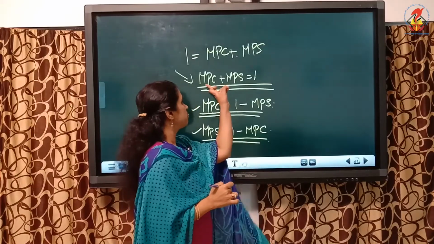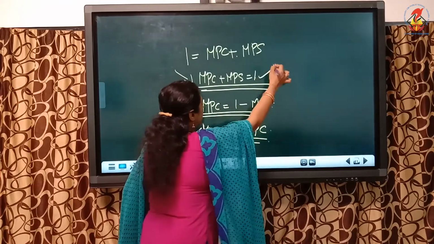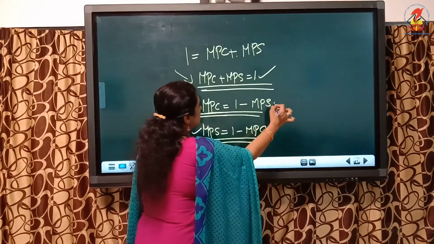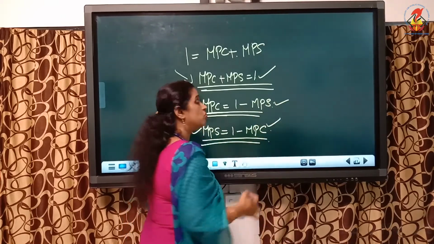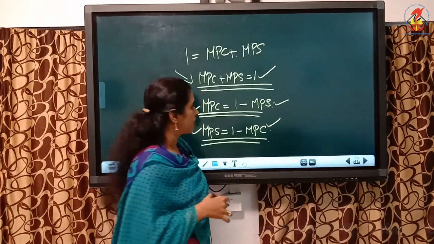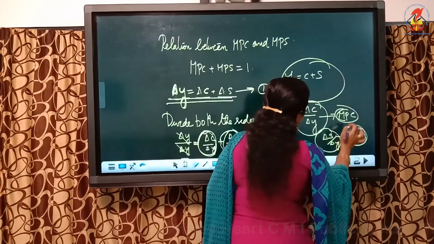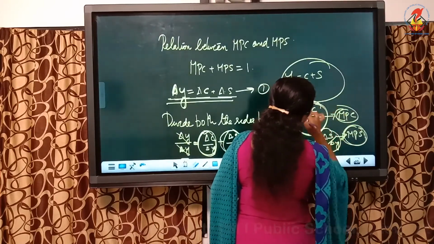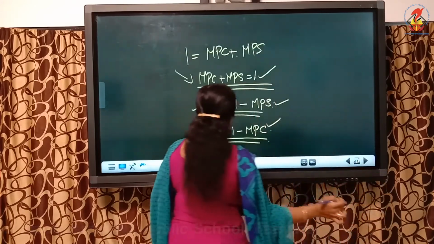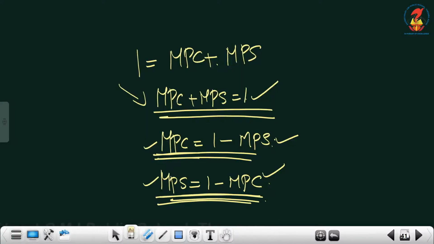So from MPC plus MPS is equal to 1, we have derived two equations. MPC is equal to 1 minus MPS and MPS is equal to 1 minus MPC. Along with this you have another formula for MPC. What is MPC? Delta C by delta Y. What is MPS? Delta S by delta Y. This is the next formula for MPS. What is it? 1 minus MPC, and the next formula for MPC is 1 minus MPS.